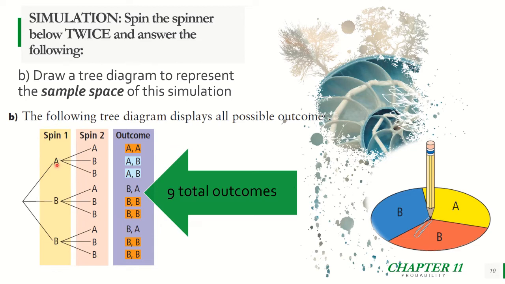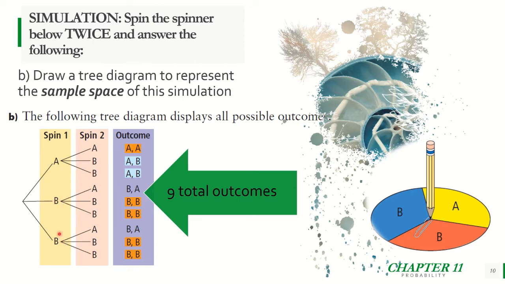I draw A, B, and then a second B, because notice the spinner has an A, a B, and another B on it. So A, B, B, that would be my first spin. Then, if I spin an A the first time, on my second spin, I could spin another A, I could spin a B, or I could spin the other colored B. If I spin a B, let's just say an orange B this time, on the first spin, then I could spin on my second one an A, a B, or the blue B.